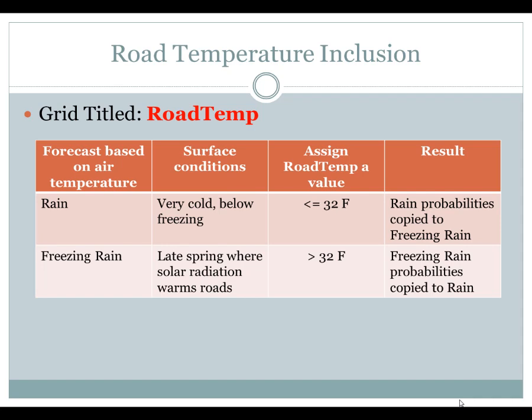But you're in late spring here. The solar radiation is stronger, warms the roads up quicker. So in these situations, just assign the road temperature a value greater than 32. And this will result in freezing rain copying to rain. So you get kind of equal chances for either rain or freezing rain. And in both situations, you'll get at least some ice accumulation in the forecast, but not as heavy as you would if you didn't follow this process.